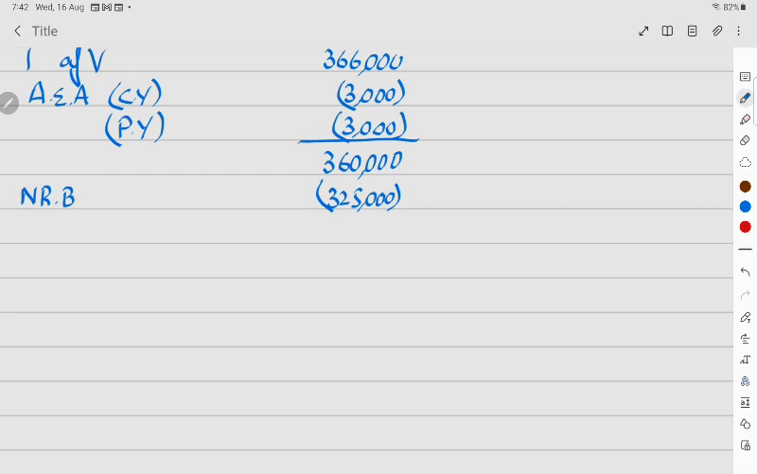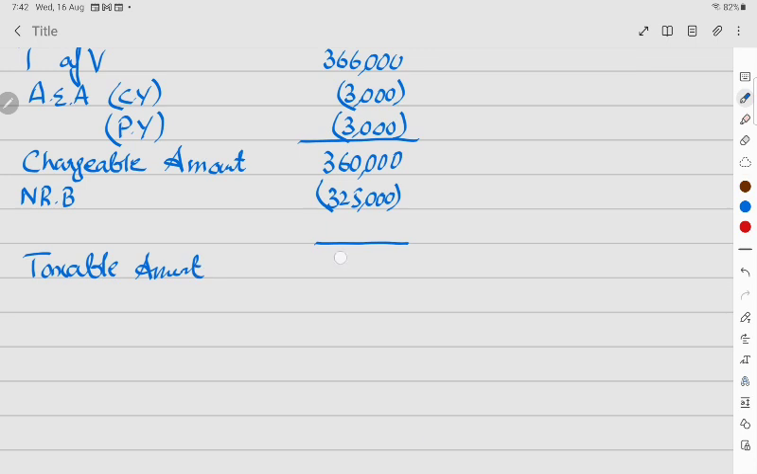The implication of nil rate band is that it reduces the chargeable amount. This is the chargeable amount. After annual exemption, you will get the chargeable amount. And from chargeable amount, if the gift is chargeable lifetime transfer, you have to deduct the available nil rate band. Here full nil rate band is available. So, the taxable amount is 35,000.